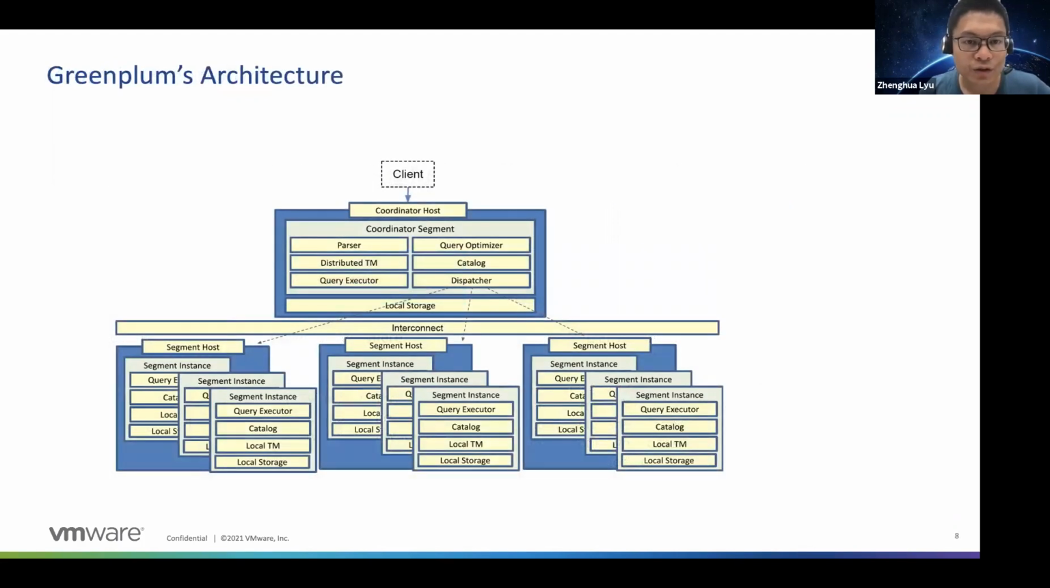This slide shows Greenplum's MPP architecture. It consists of different segments. Among all the segments, one is called the coordinator. It directly connects to the client, generates the distributed plan, manages the distributed transaction, and dispatches the plan to all the segments. Each of these segments is an enhanced Postgres instance.